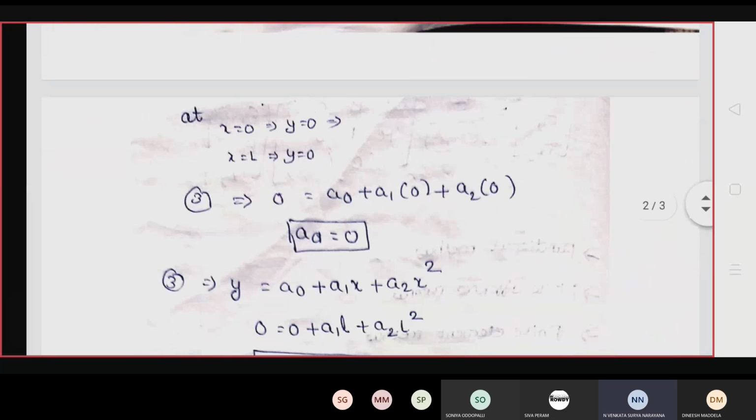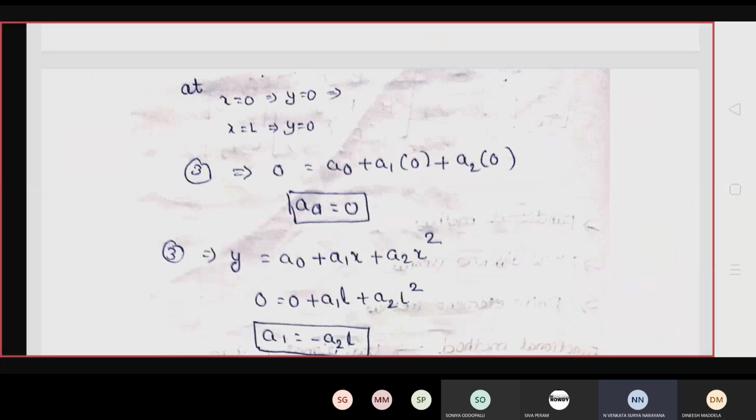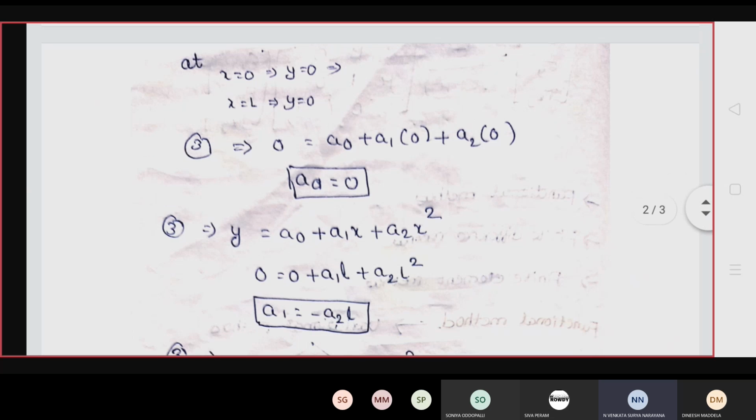Substituting the x value and y value in the polynomial series, y equal to 0. I'm putting the value 0 in the series equation: 0 equals a0 plus a1 times 0 plus a2 times 0 square. The x value is 0, and 0 square is 0. Here, a0 is 0.